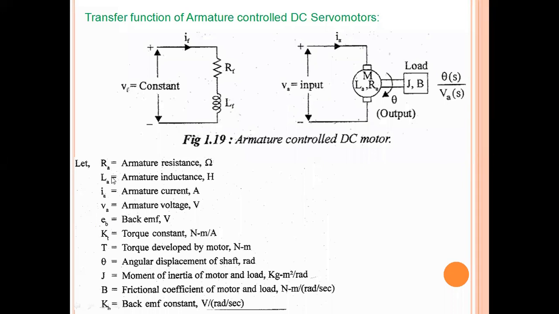RA and LA both are constant values for the designed machine. That's why RA and LA are represented in the upper cases. Next, K suffix T is the torque constant, where capital T is the torque that is developed by this DC motor in Newton meters, and theta is the angular displacement of the shaft, because the rotation will be seen on the shaft. That's why we will measure the speed in terms of theta. And J is the moment of inertia of the motor.